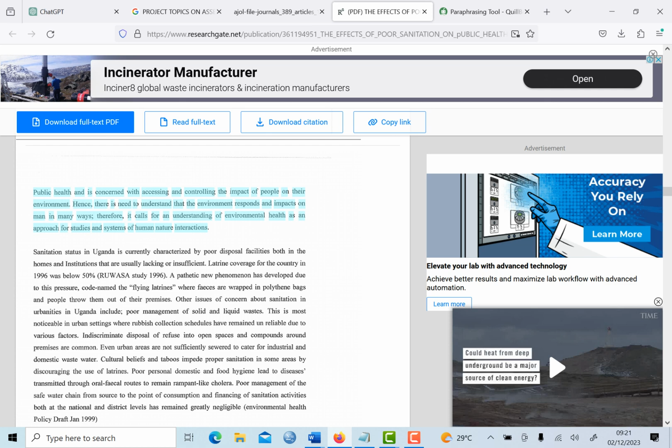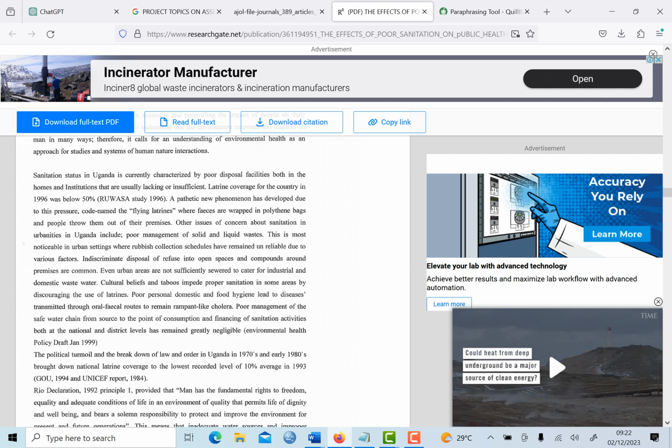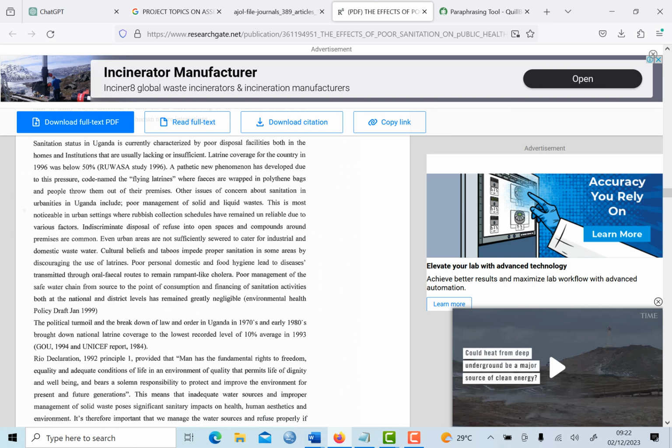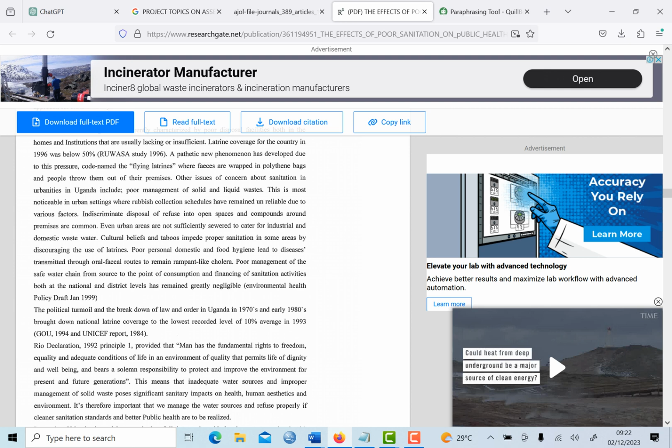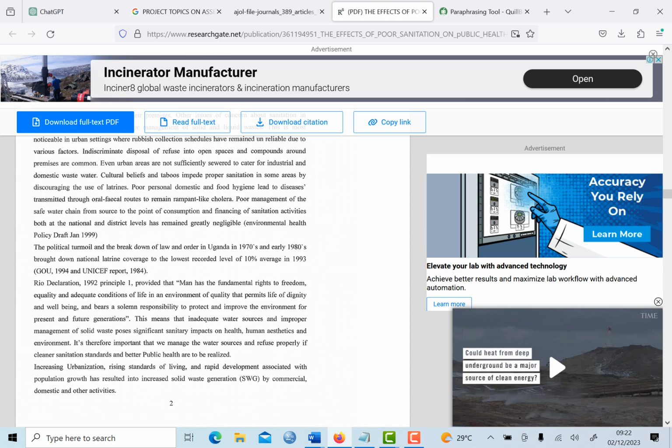So this says Nigeria and Uganda is confronted and characterized by poor disposal facilities, both in homes and institutions lacking innovation. He's talking about Uganda. This is a global perspective. In some projects, you need this, but in what you're doing now, we are not going to be adding that. So this is a background of a global perspective, that's what we call it. So we go down, check more.